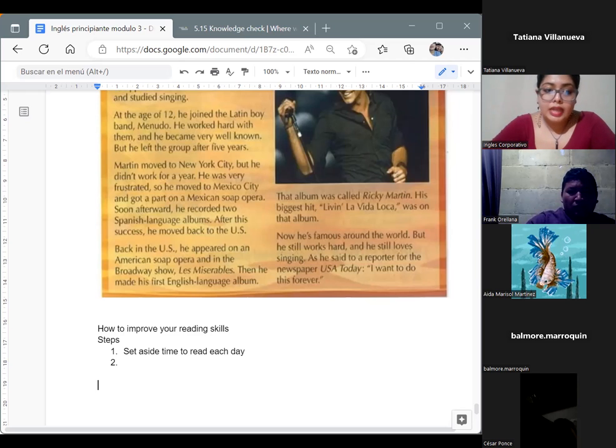Then, number two, set reading goals. Set reading goals.